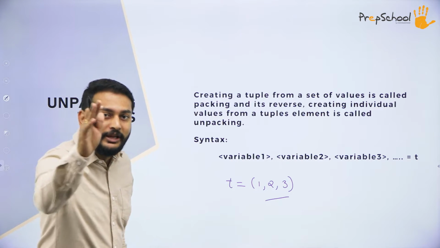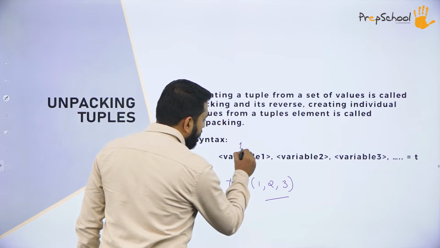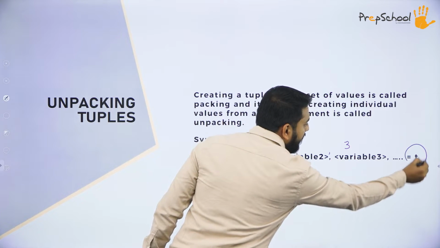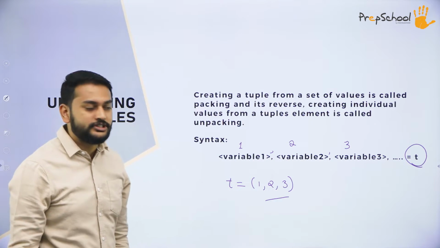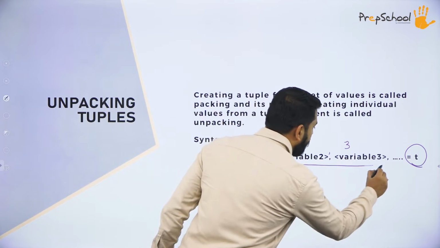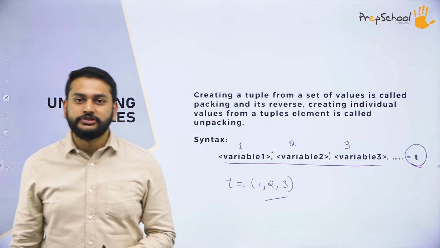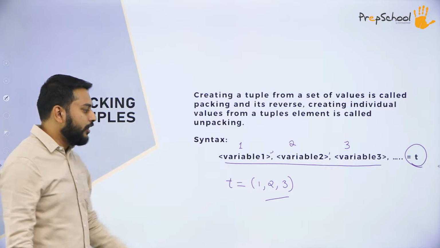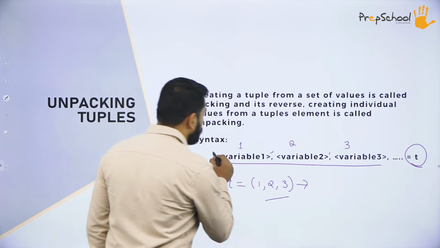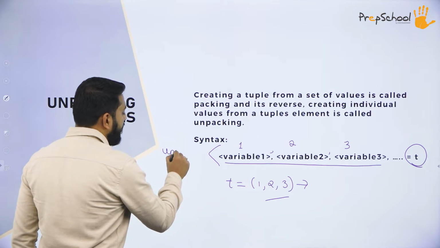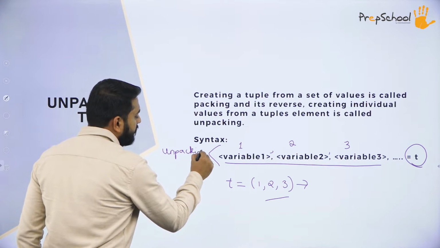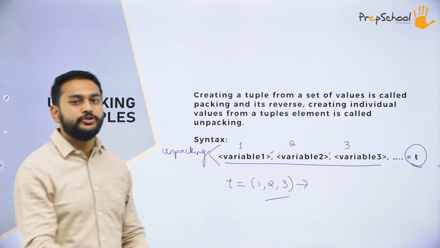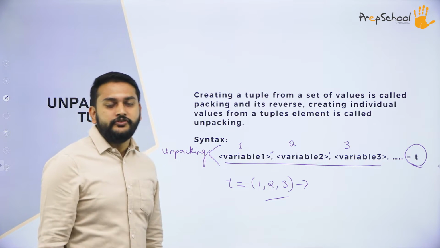Sir, what is the meaning of it? Please observe. Suppose I have 1, comma, 2, comma, 3 is equal to t. My dear students, I am just reversing the process. This process is what I will call unpacking. Hope you understood the concept of unpacking. This is what I will call packing, and this is what I will call unpacking. My dear students, you need to remember this unpacking. If you just reverse the process of packing, you will get the process of unpacking.